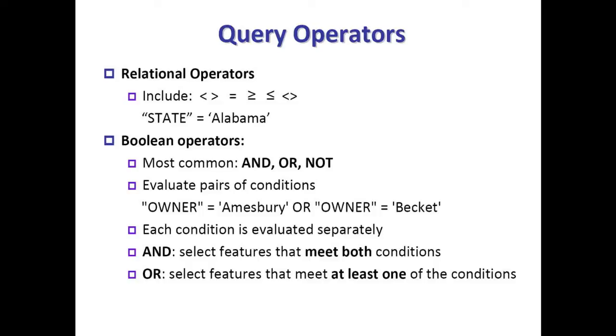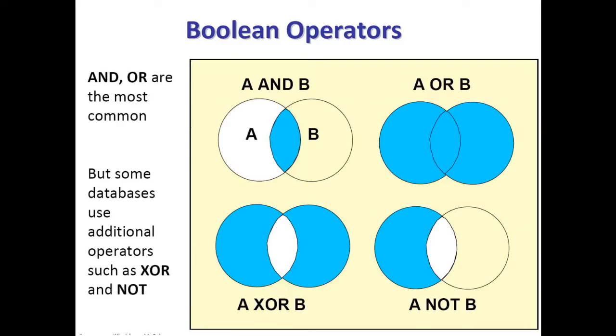One thing to always keep in mind is that when we're using the AND feature, we're being more selective. We're making sure that the features we're looking for are meeting both conditions. If we're using OR, it's more relaxed. We're saying we want it to meet at least one of those conditions. So what does that look like?